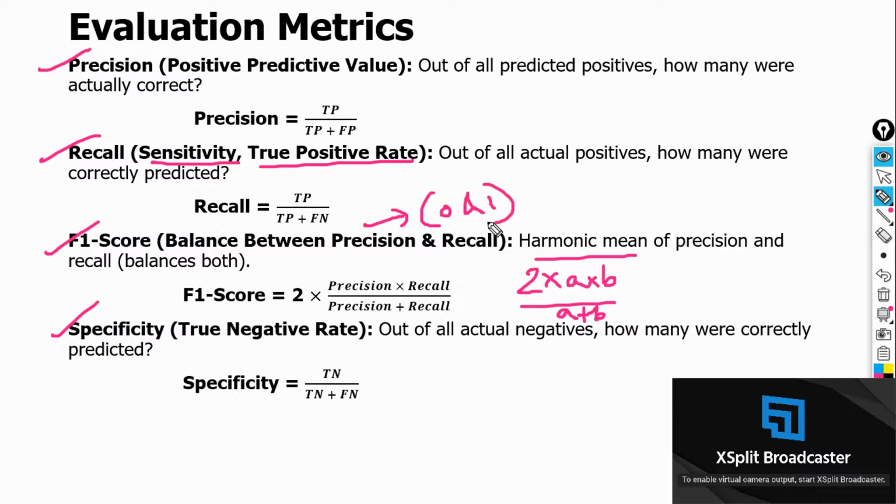If the value of your F1 score is close to 1, that means the model that we have built is a good model. And if the value of F1 score is close to 0, the model that we have come up with is a bad model. And finally, specificity. This particular specificity is going to calculate TNR, true negative rate. Out of the actual negatives, TN plus FP, how many of them are actually predicted? We are going to calculate TN by TN plus FP.